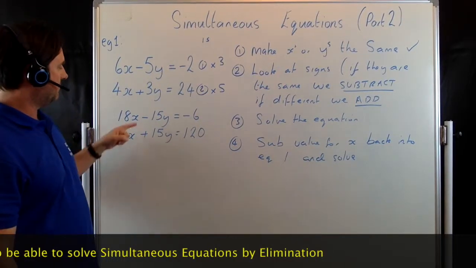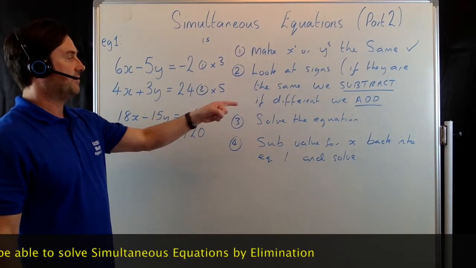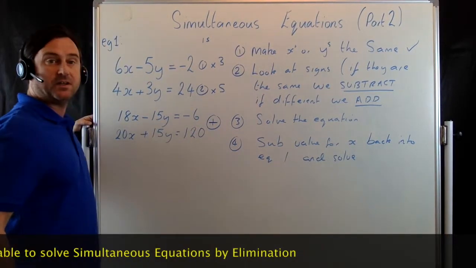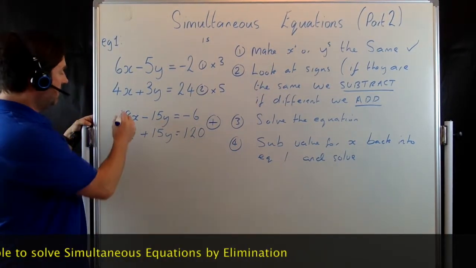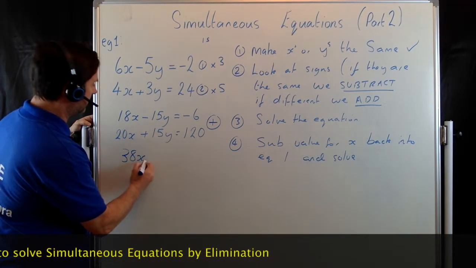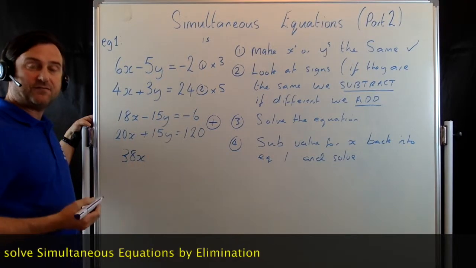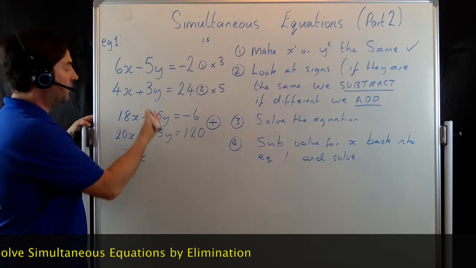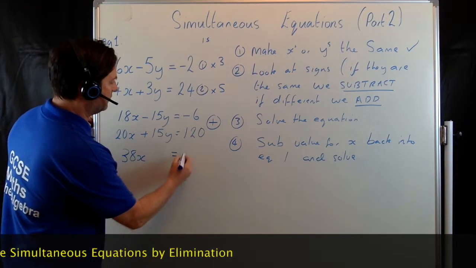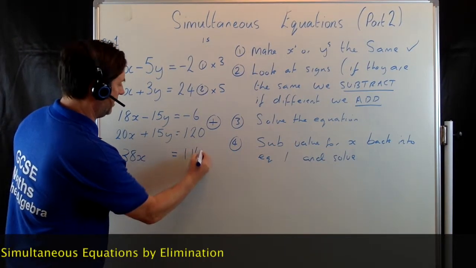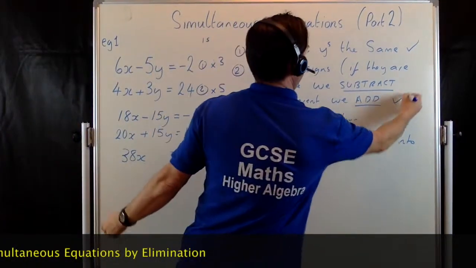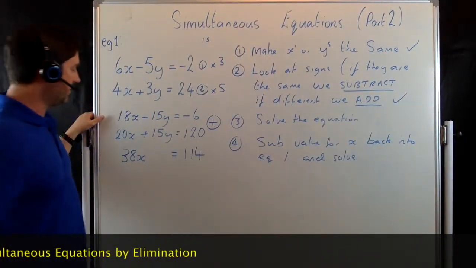Step 2, look at the signs. Are they the same? They're not. They're different. If they're different, we add the two equations together. So let's add these two together. 18x add 20x gives you 38x. Minus 15 add 15 takes you to 0. The y's are now eliminated. And minus 6 add 120 gives you 114. Step 2 done. Step 3, solve the equation.